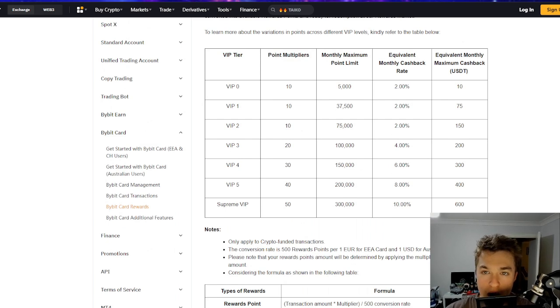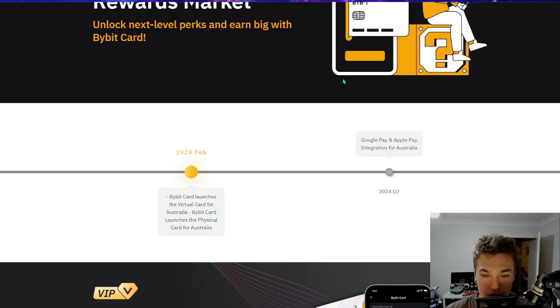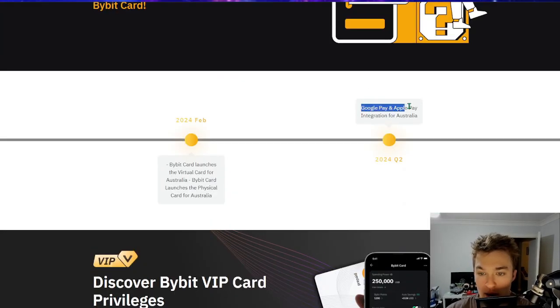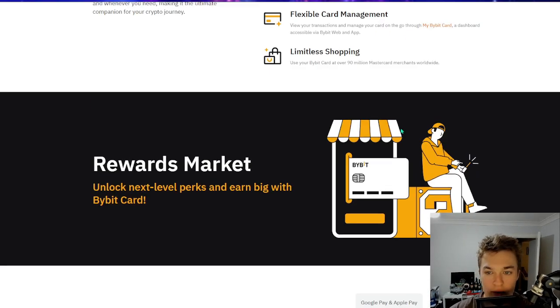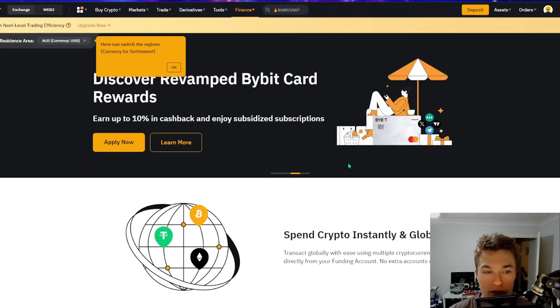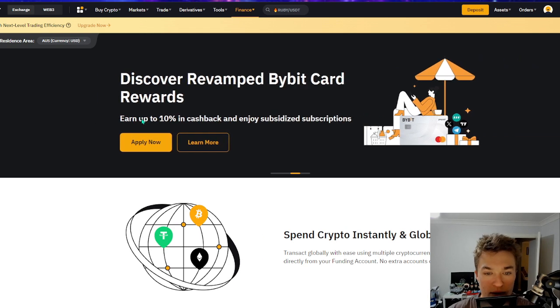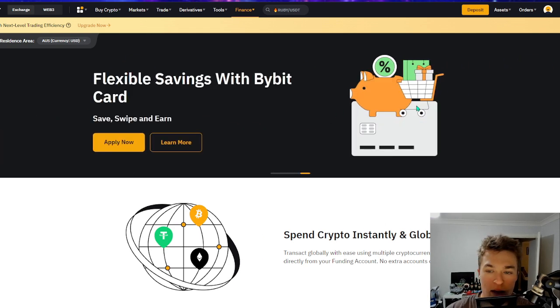Of course, at this point in time, it doesn't look like there's Apple Pay or Google Pay. They're looking to introduce it, so it looks like you'll get a physical card and a virtual card. So it's not bad. It's there if you're interested in these sort of things. If you're someone that uses ByBit a lot, this could potentially help you out. You can see earn up to 10% in cash back. So it's there if you're looking for these sort of things.